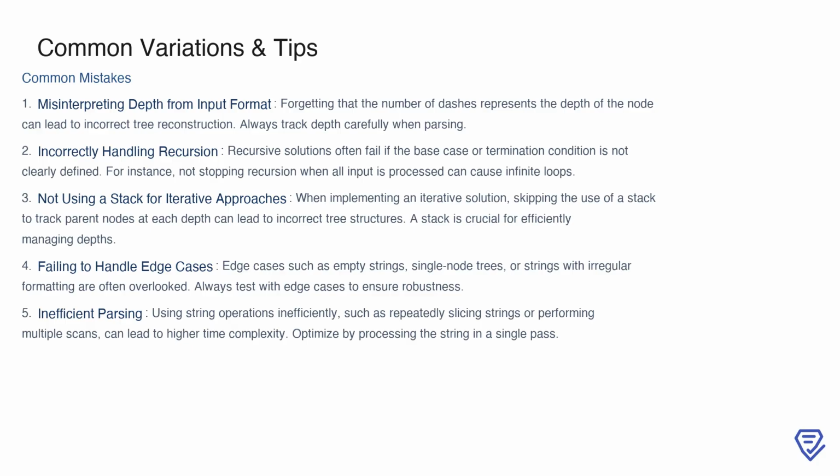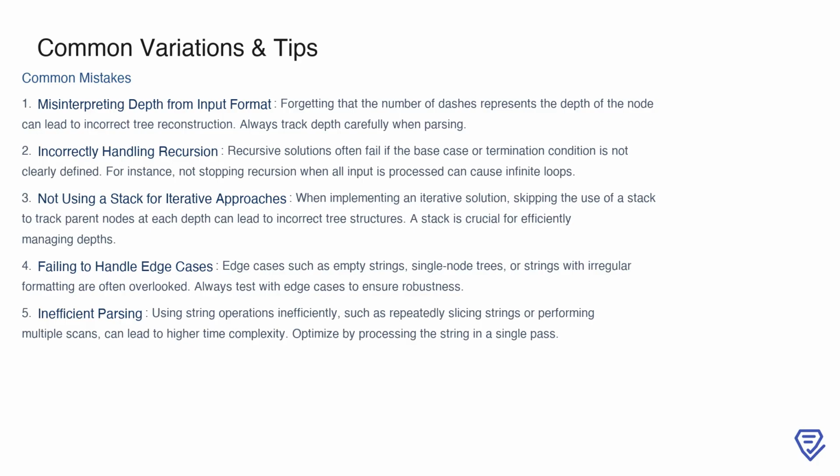First, one of the most frequent issues is misinterpreting the depth from the input format. Remember that the number of dashes directly corresponds to the depth of the node in the tree. If this is not tracked carefully, the reconstructed tree could end up being incorrect. Another common mistake is incorrectly handling recursion. Without a well-defined base case or termination condition, recursive solutions can fail, potentially leading to infinite loops or incorrect results.